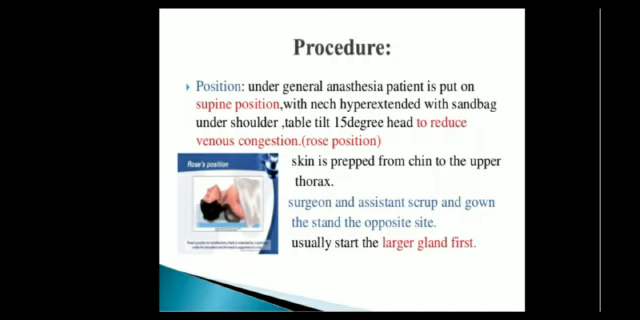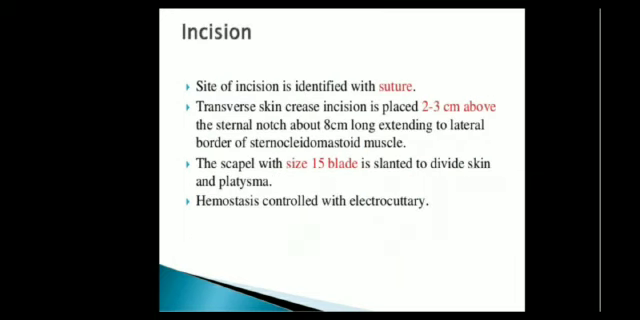Usually start the larger gland first. Incision. Site of incision is indicated with suture. A transverse skin crease incision is placed 2 to 3 centimeters above the sternal notch, about 8 centimeters long, extending to the lateral border of the sternocleidomastoid muscle.